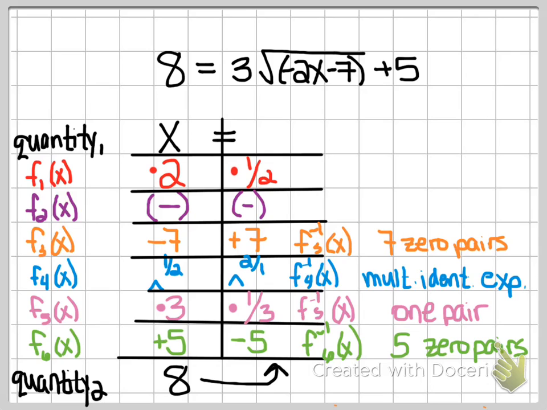That creates 7 sets of 0 pairs. Now the next operation is the trickiest. We negated. So how do you undo a negation? Well, the inverse operation of a negation is another negation. You negate the negation. It's a lot of backwards talk for saying I'm doing the reverse of the opposite.